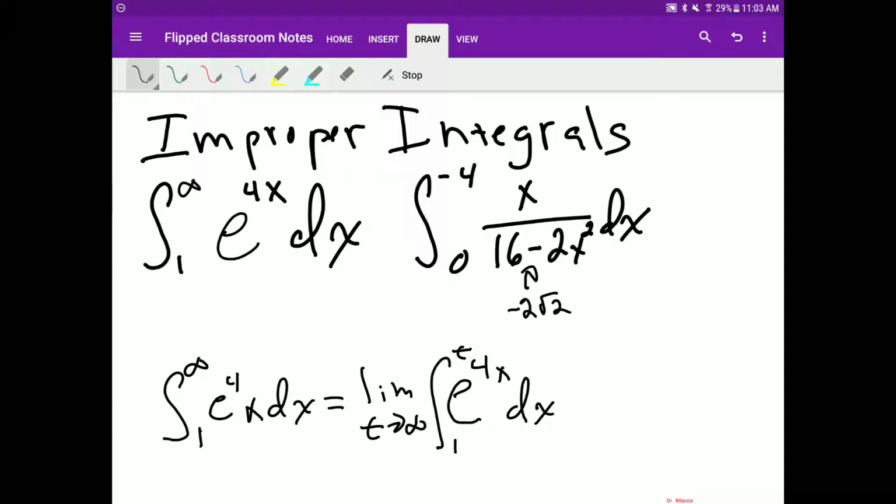Meaning, if we need to substitute our upper and lower limits, we're going to have to evaluate them separately. So keep that in mind. For this case, we only have infinity in one spot, so we can take care of it in one spot. So we have the limit as t goes to infinity of the integral from 1 to t of e to the 4x dx. Well, what does that mean?